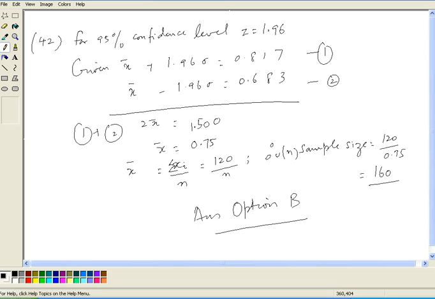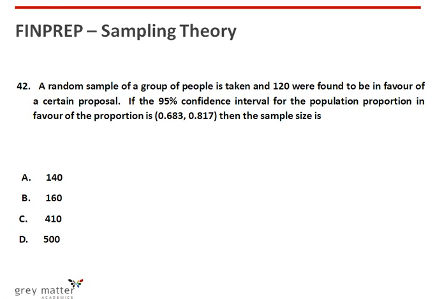0.75 x bar, but x bar is equal to sigma of the xi by n, where 120 is the total number of the sample. 120 were taken to be in favor of a certain proposal out of a total sample size. So 120 by n is equal to x bar. So the sample size n works out to be 120 by 0.75, which is 160. So the answer is option B. Going to our PowerPoint presentation, it is option B. So the sample size is 160, out of which 120 were found to be in favor of a certain proposal. So it is B option.